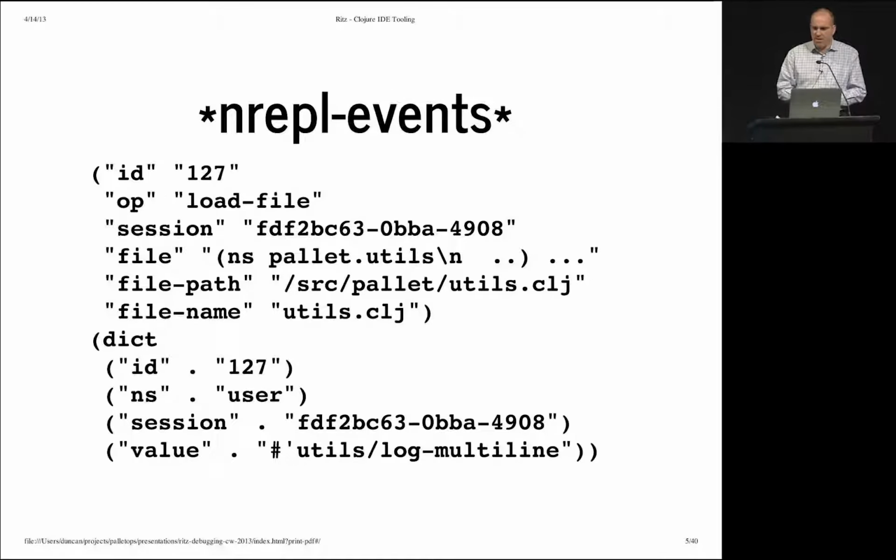So in nREPL.el, there's an nREPL events buffer where you can actually go and see these messages being sent backwards and forwards, which is great for debugging nREPL.el, but I'm not sure if it's useful for many other things. But if you're interested in how it works, you can see the details.